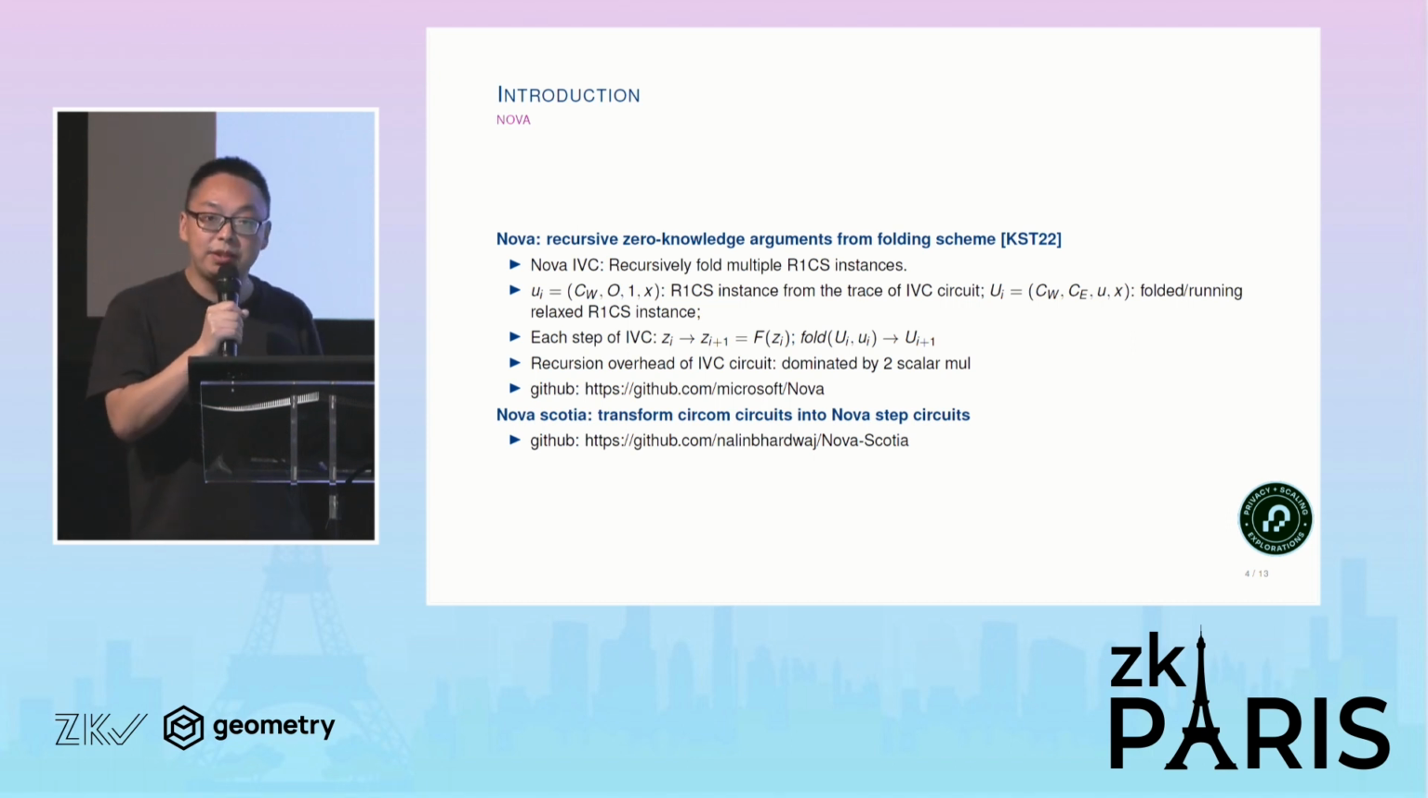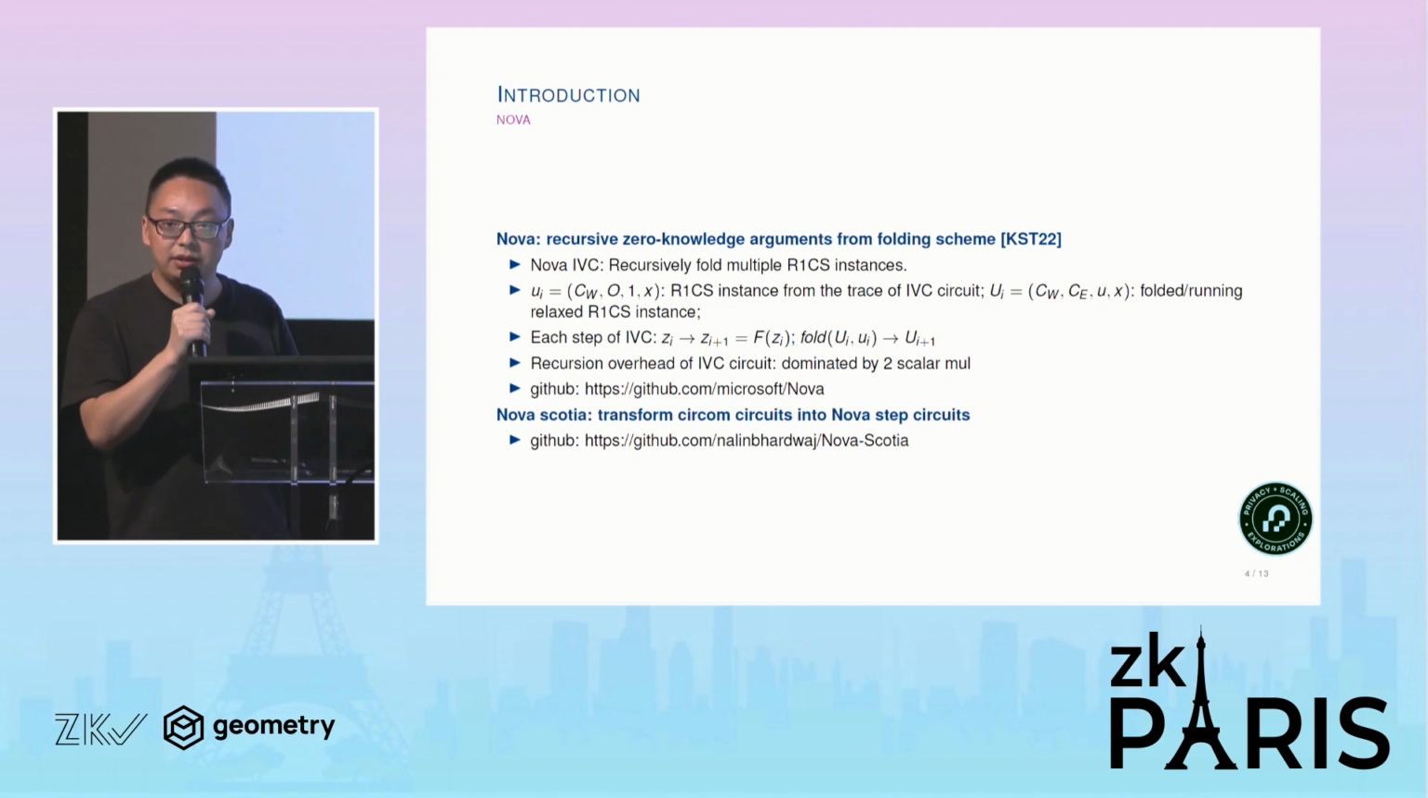There are basically 2 components in the IVC circuit. One component is that we have to write a circuit to prove the step circuit function is correctly executed. The input, for example, at step i is z_i, and F is the step circuit function. The output will be z_{i+1}. So this is one part of the IVC circuit.